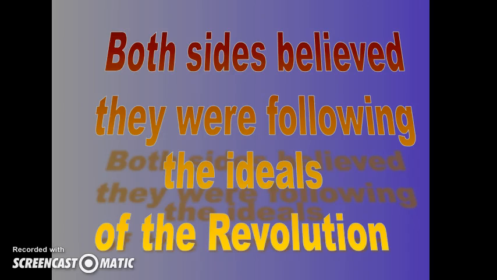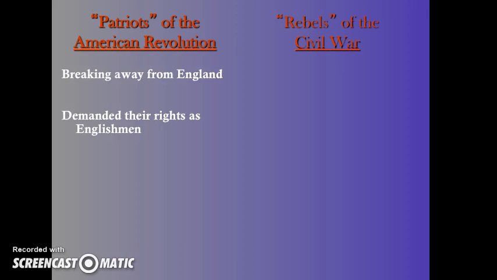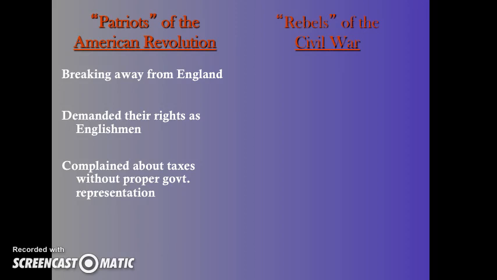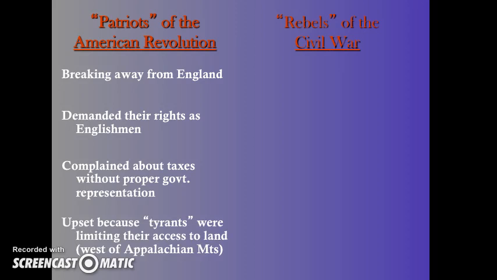So, see, both sides of this debate and conflict believed they were following the American Revolution. And I'll show you this starting with the patriots of the American Revolution, and then we'll look at the rebels, the southern side of the Civil War. So this is all the patriots were trying to do. Just a reminder from earlier this year, looking at all these things, right?